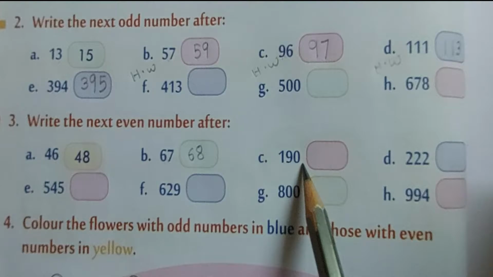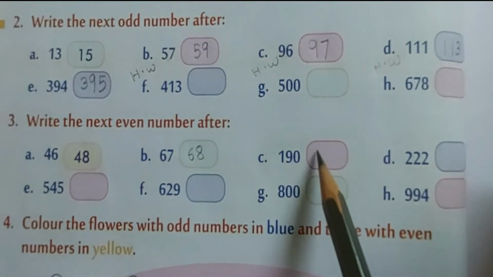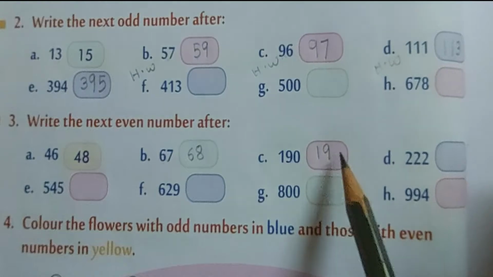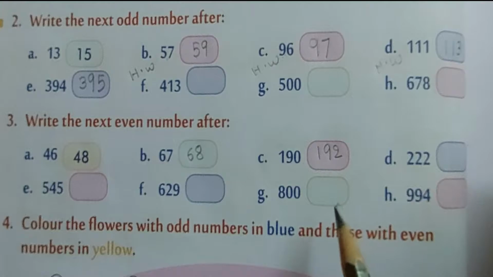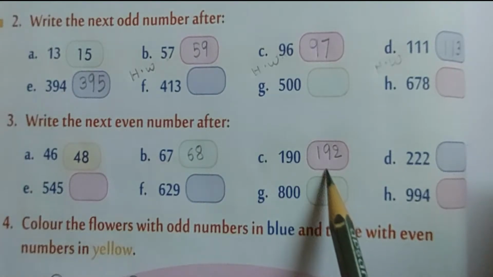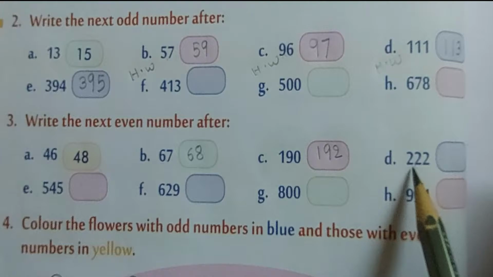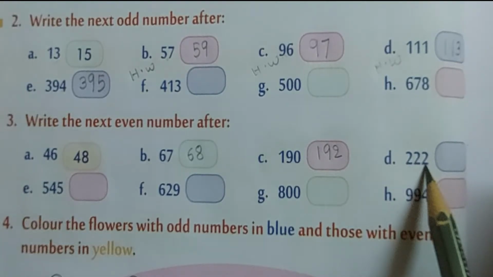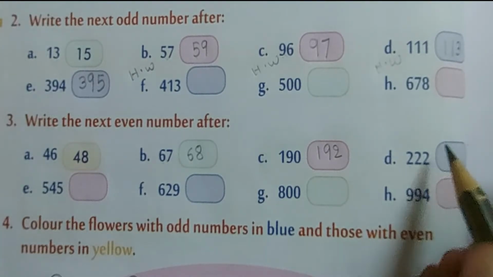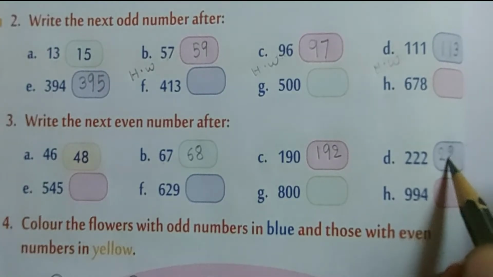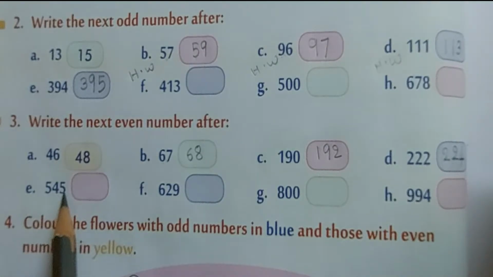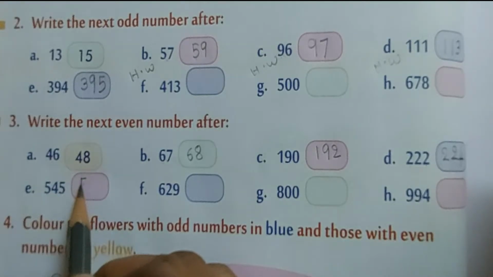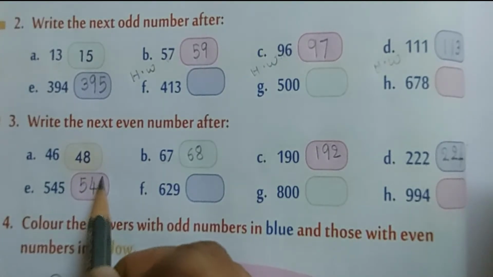Next number, 190. 190 after the even number is 192. Don't write 191 children. 191 is the odd number. We have to write the even number for the given numbers. Next one is 222. 222 after the even number is 224. And next one, 545. Next even number of 545 is 546.